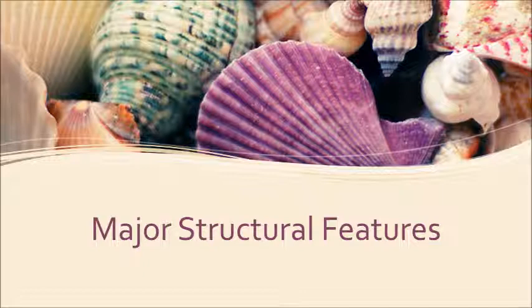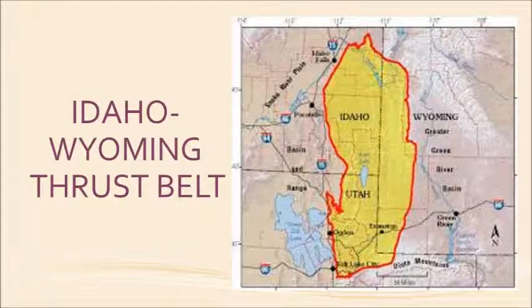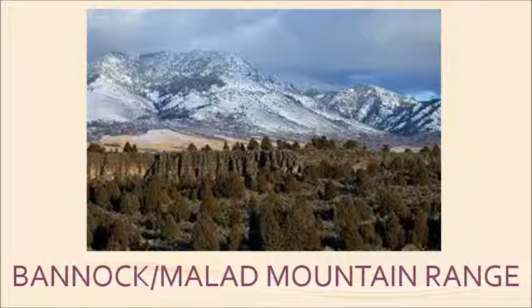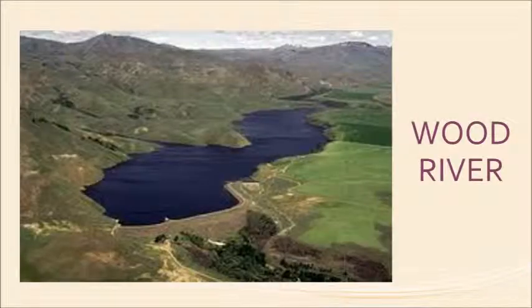As a result of all the uplifting and erosion, we have been lucky enough to get beautiful features such as the Idaho-Wyoming thrust belt, the Phosphoria Formation extending from Idaho to both Wyoming and Montana, the gorgeous Bannock and Malad mountain ranges, and the Wood River Valley located in south-central Idaho.